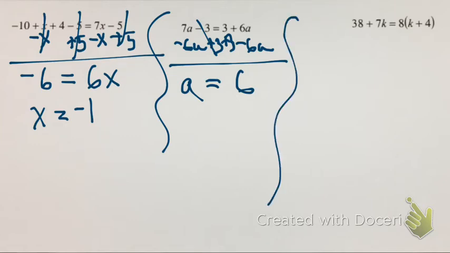And now I've got one more extra step here, a little distribution. So take the extra step, 38 plus 7k equals 8 times k and 8 times 4.